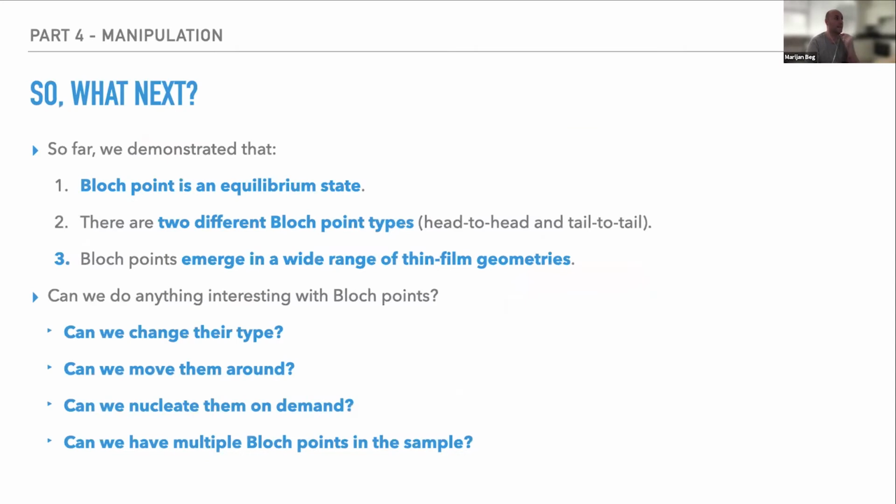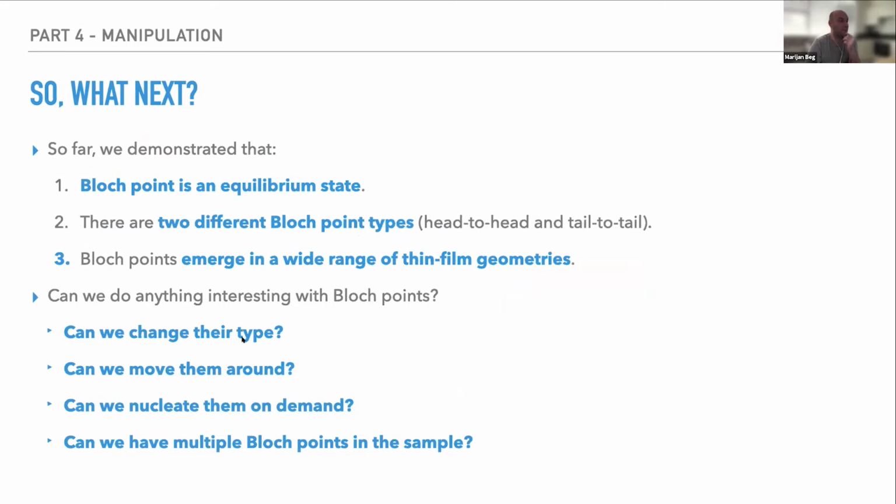Now, so far in our work, we demonstrated that the Bloch point is an equilibrium state. So it is there, it's stable. We found that there are two different Bloch point types, head to head and tail to tail, and we found that Bloch points emerge in a wide range of thin film geometries. But now, is there anything interesting we can do with Bloch points?